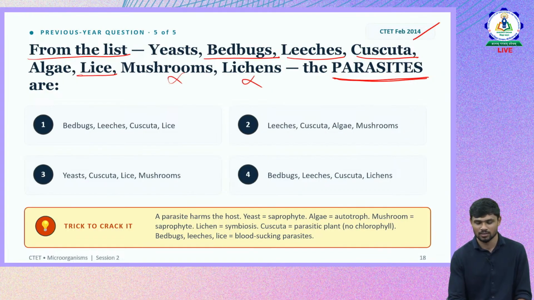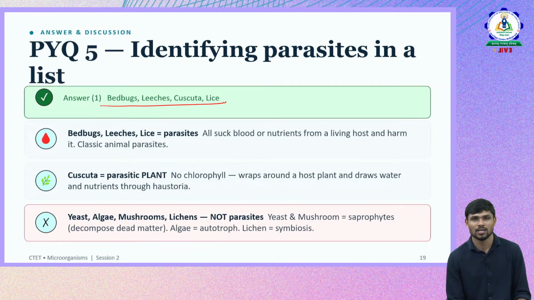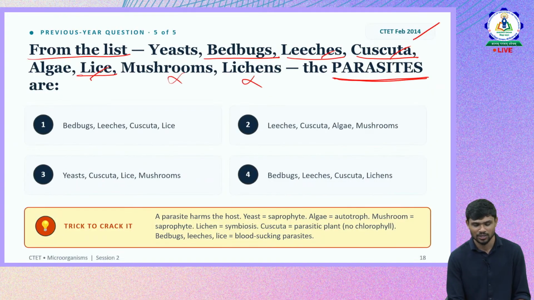So what are the parasites here? Bed bugs, leeches, cuscuta, and lice. Wherever these options are present, that is the right answer. Bed bugs, leeches, cuscuta, and lice. The others are not parasites because lichens are present in a symbiotic relationship where both the organisms are benefited from each other.